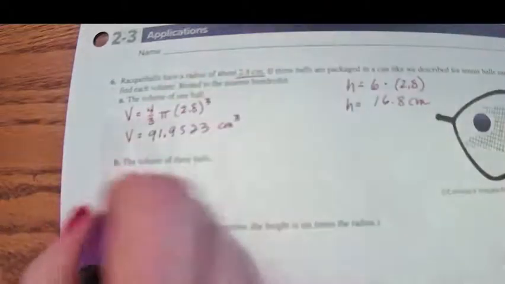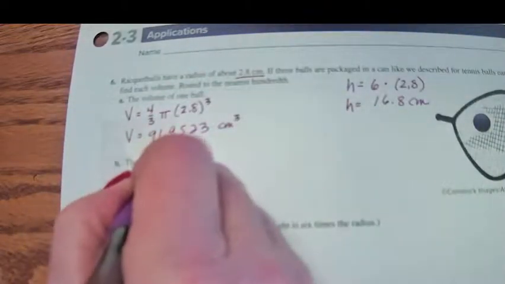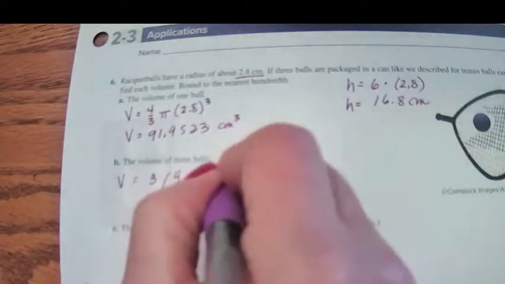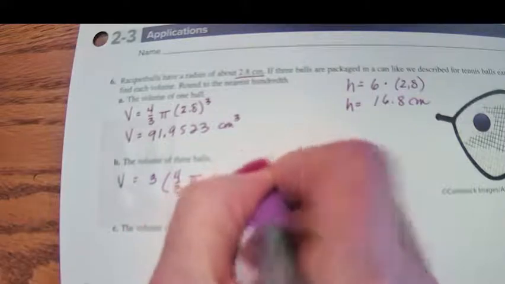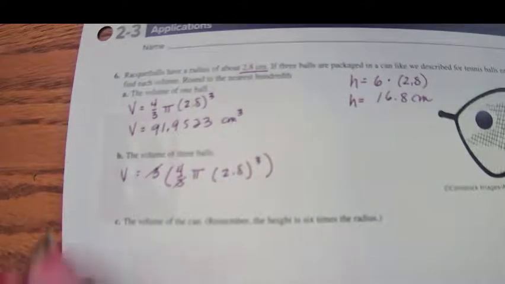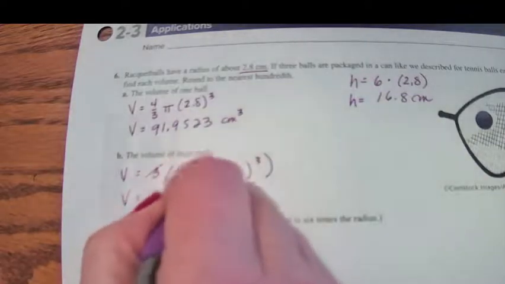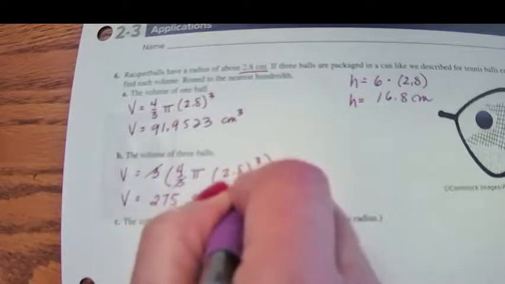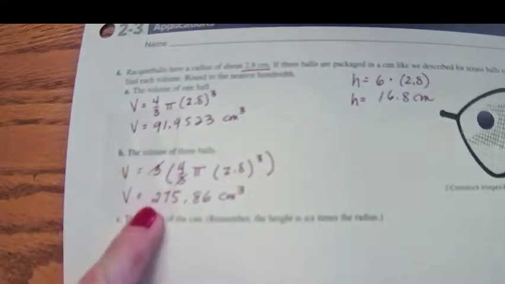centimeters cubed. What's the volume of 3 balls? That's 3 times 4/3 pi times the radius cubed. Well, again, our multiply by 3 and divide by 3 will cancel, so the volume of 3 balls is going to be 4 pi times the radius, 2.8, raised to the third. That's going to be 275.86 cubic centimeters for my 3 balls.